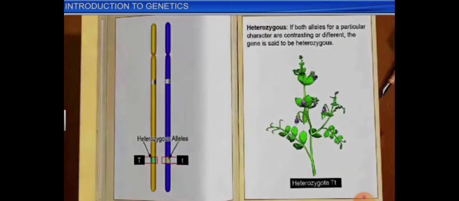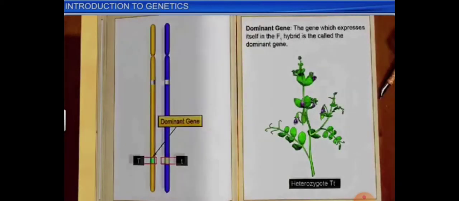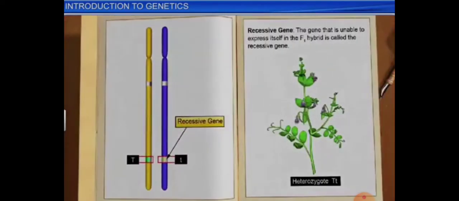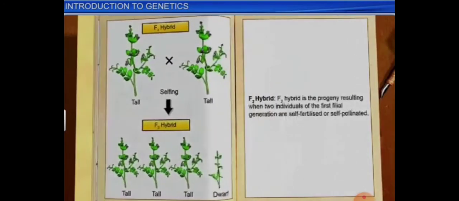In this heterozygote, only one of the contrasting genes is able to express itself, while the other gene remains hidden. The gene which expresses itself in the F1 hybrid is called the dominant gene, while the gene that is unable to express itself is called the recessive gene. F1 hybrid is the first generation of plants or animals obtained from cross-mating distinctly different parent types. When two individuals of the first filial generation are self-fertilized or self-pollinated, this is called the F2 hybrid.